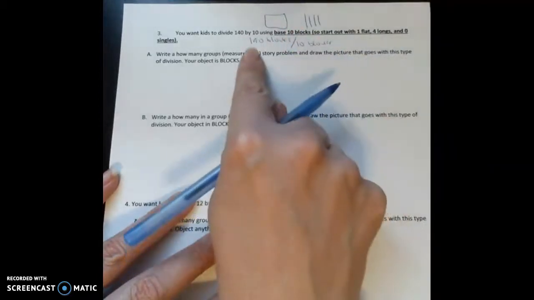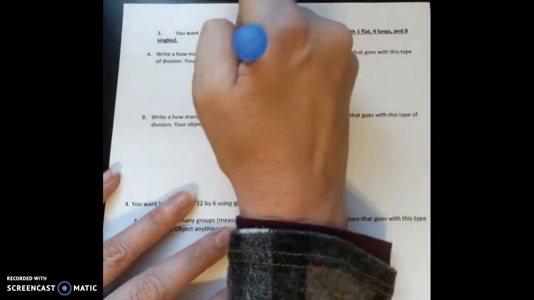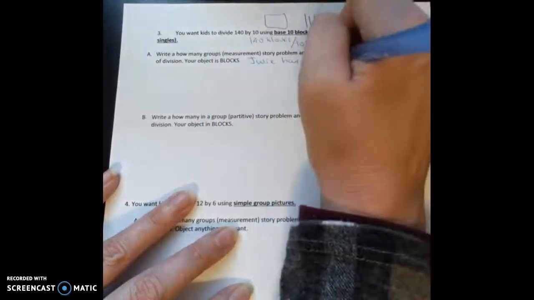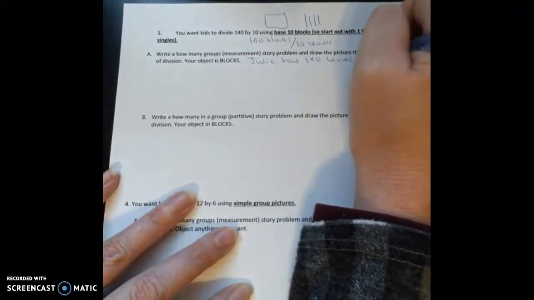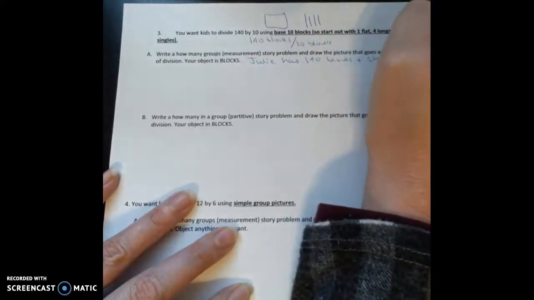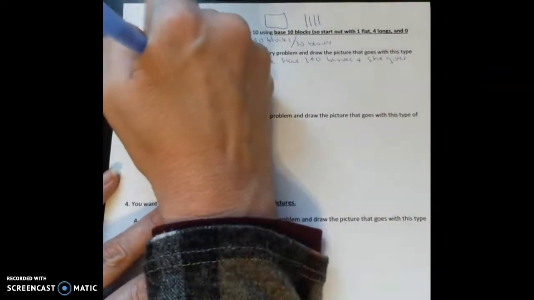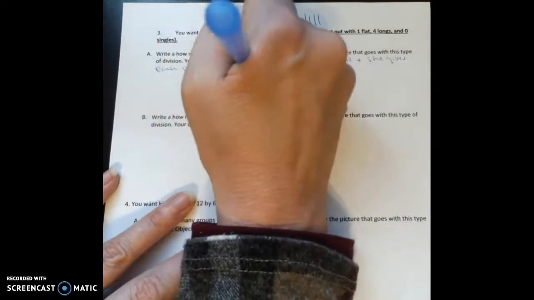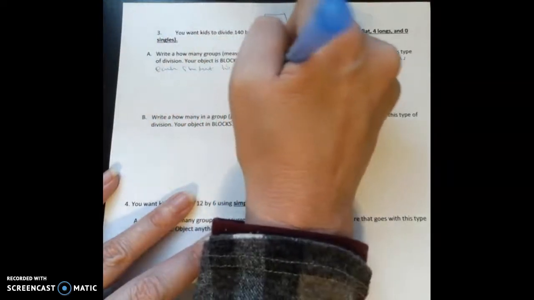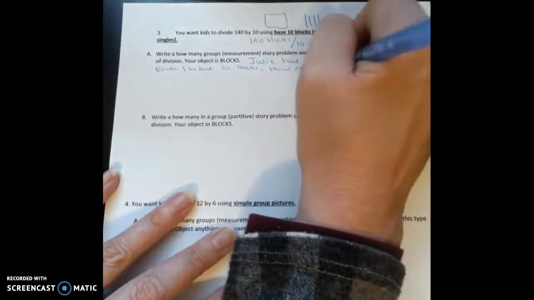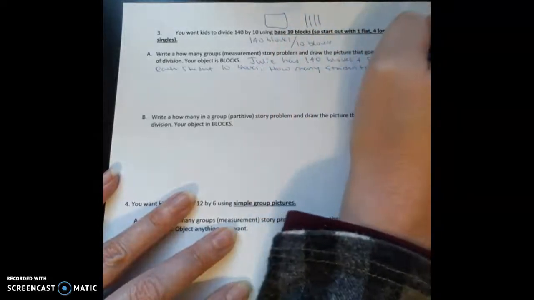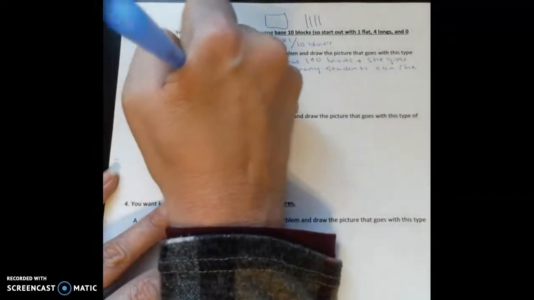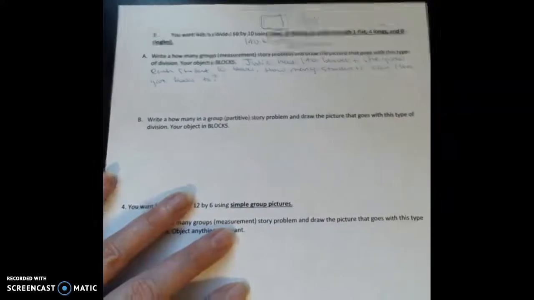Our story problem would be like, I don't know, Julie has 140 blocks, and she gives each student 10 blocks. The question would be, how many students can she give blocks to?